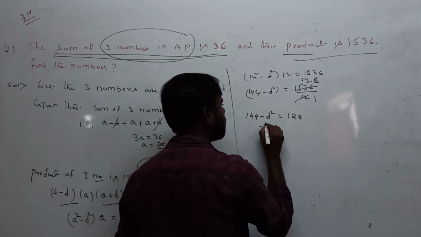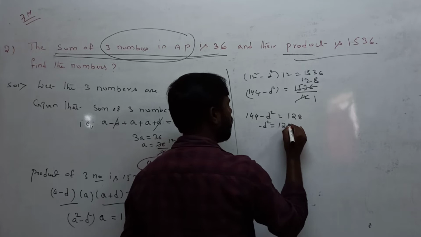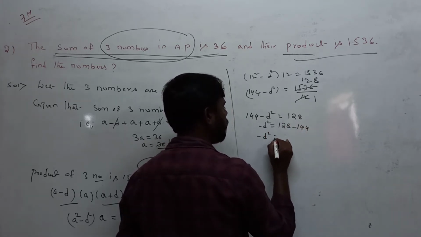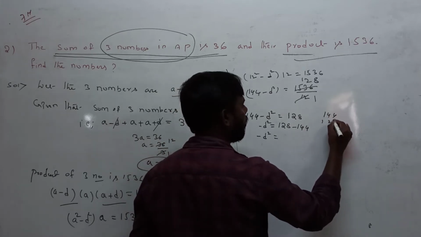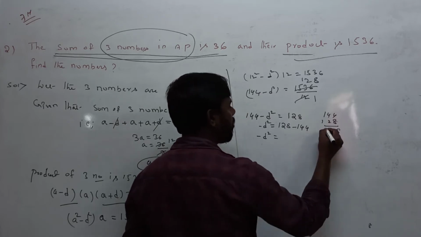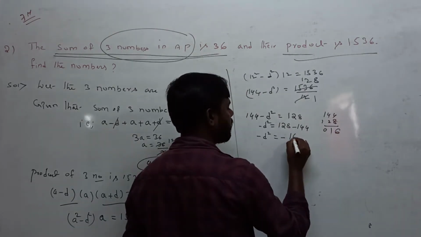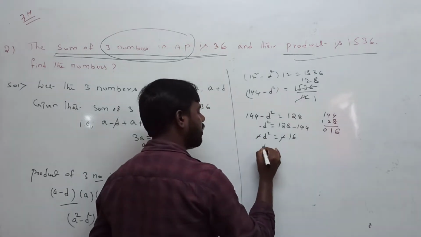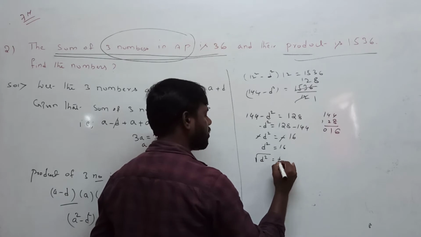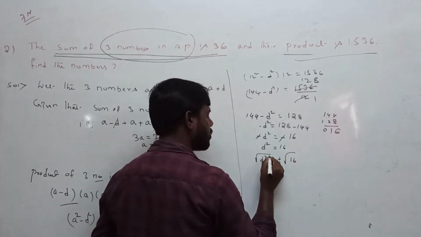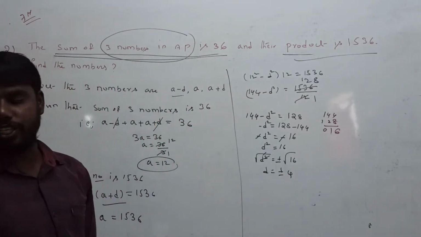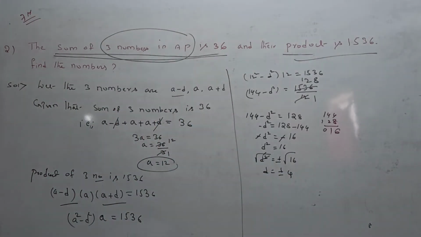Constant value to the right hand side. Minus D square is equal to 128 minus 144. 128 minus 144 is minus 16. Both sides minus get cancelled. D square is equal to 16. Take square root on both sides: D is equal to plus or minus root 16. 16 can be written as 4 square, so the square root gets cancelled. D is equal to plus or minus 4.